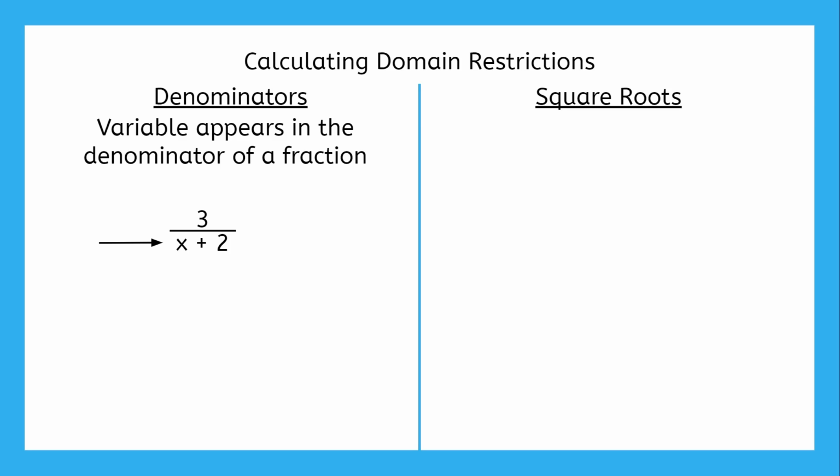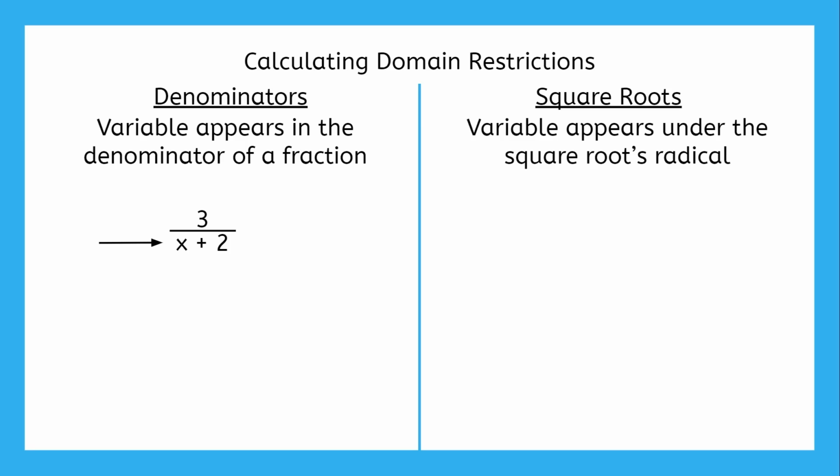The other major domain restriction occurs with square roots. When the variable appears under the square root, there's probably a domain restriction. Here's an example of a variable under a radical. Both of these situations indicate that the functions have domain restrictions, which we'll have to calculate.